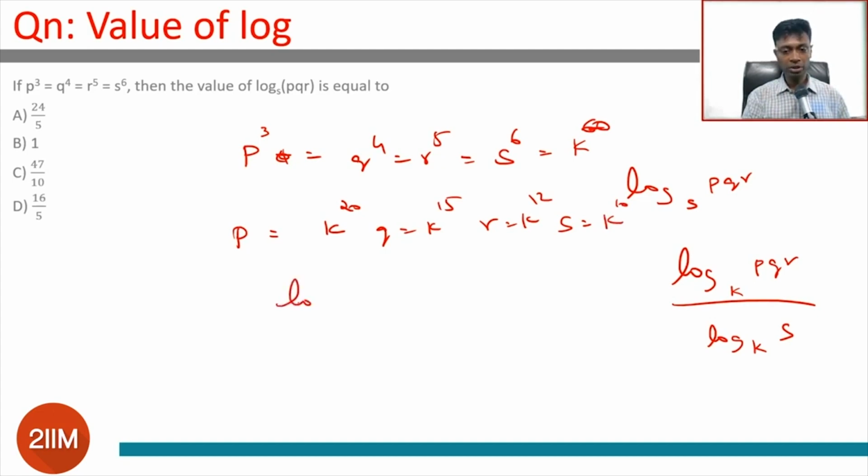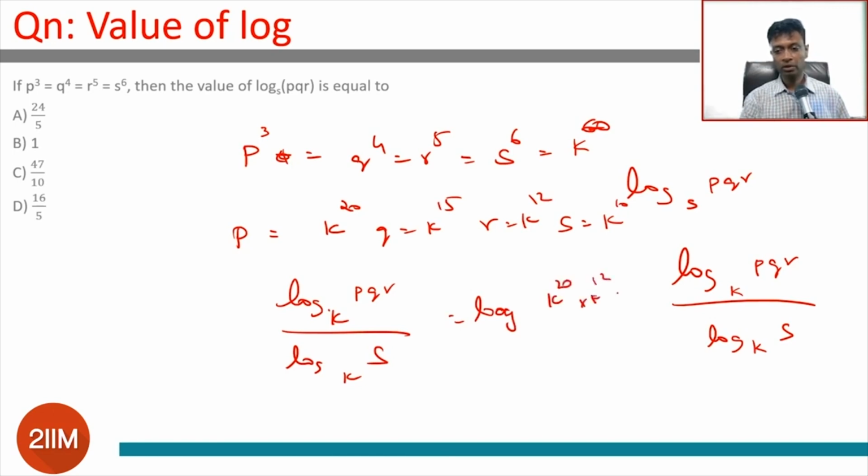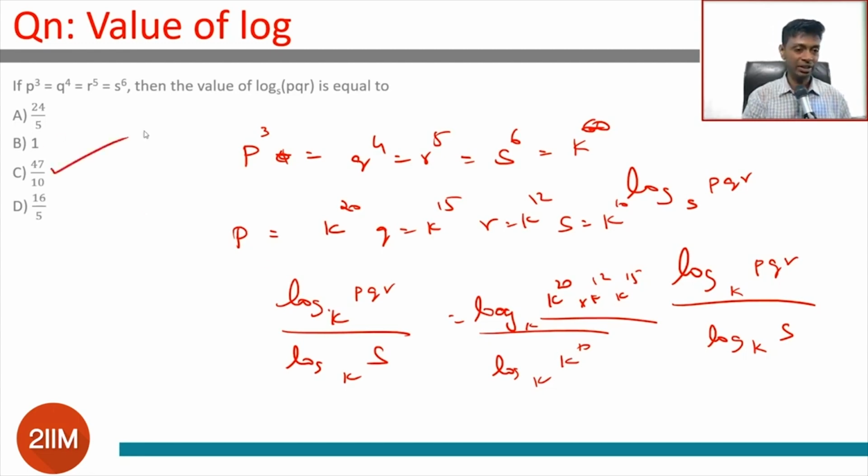Log of PQR to the base k by log s to the base k. So it's log of k power 20 into k power 12 into k power 15, P, R and Q, I've written it incorrectly, by log of k power 10 to the base k. This is simple. 20 plus 12 is 32. 32 plus 15 is 47. 47 by 10. This is the answer.